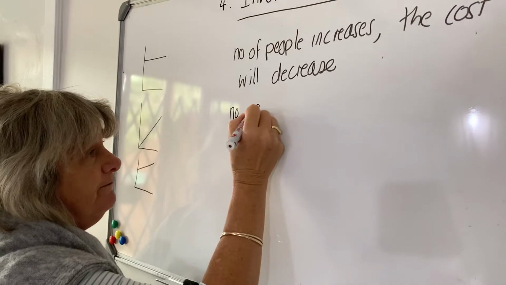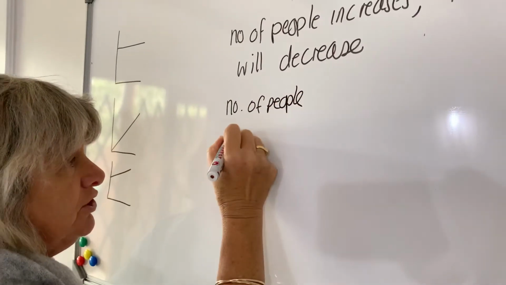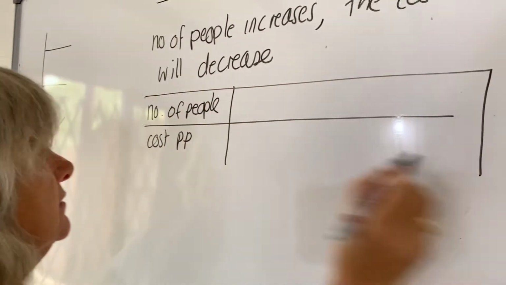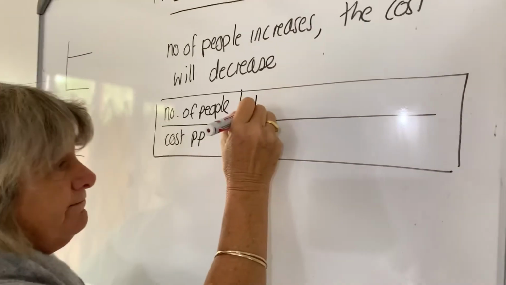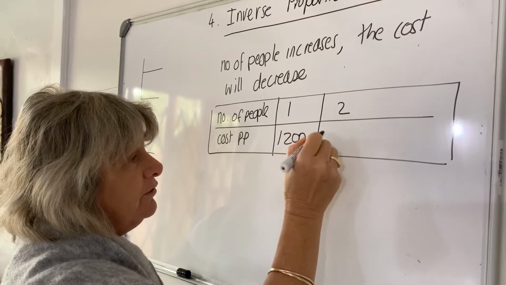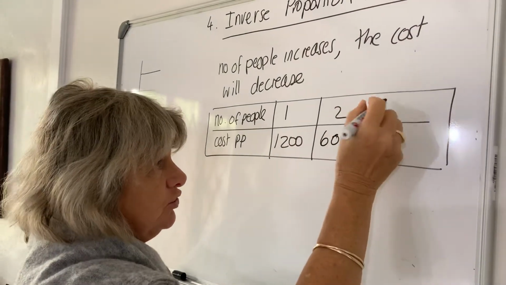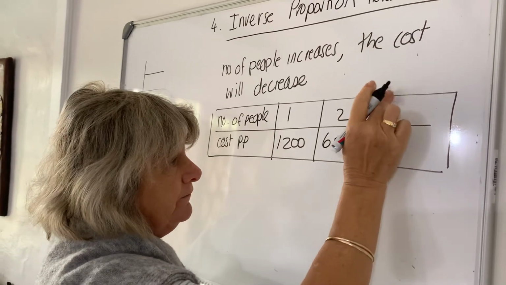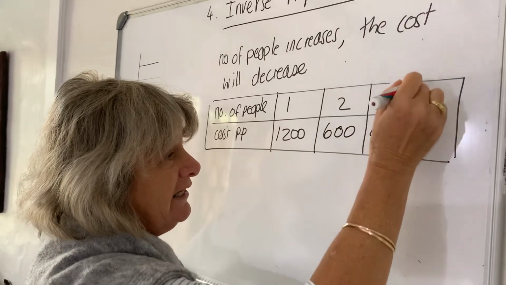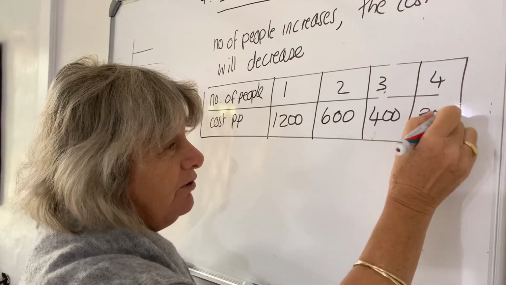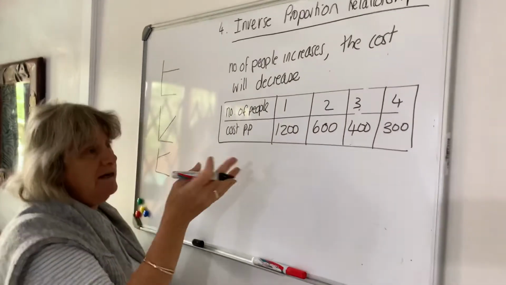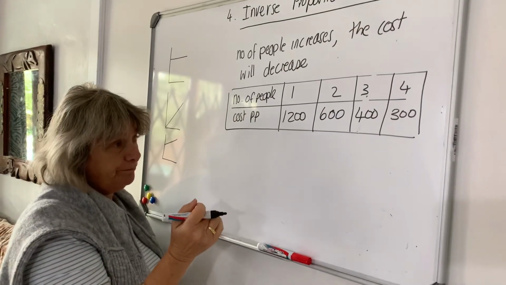If we have number of people and cost per person, right, if there's only one person, the cost would be 1,200. If there were 2 people, the cost would be 600 Rand each. And if there were 3 people, sorry, you haven't left enough space. If there were 3 people, that would be 400 Rand each. And if there were 4 people, that would be 300 Rand each. So what we're doing here, as you can see, we're splitting the cost between the number of people that are going to go on this trip.